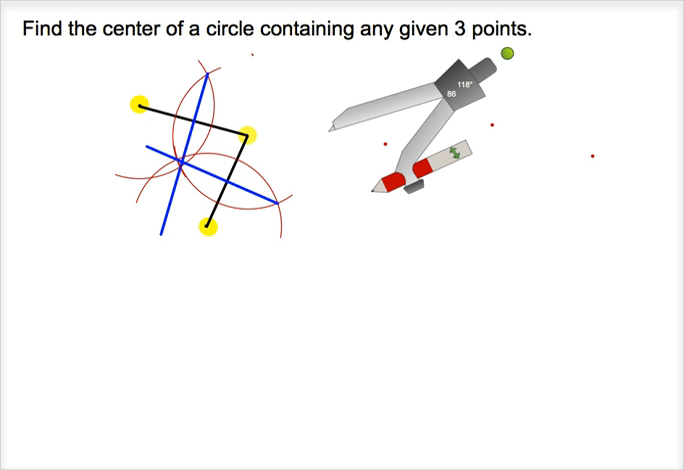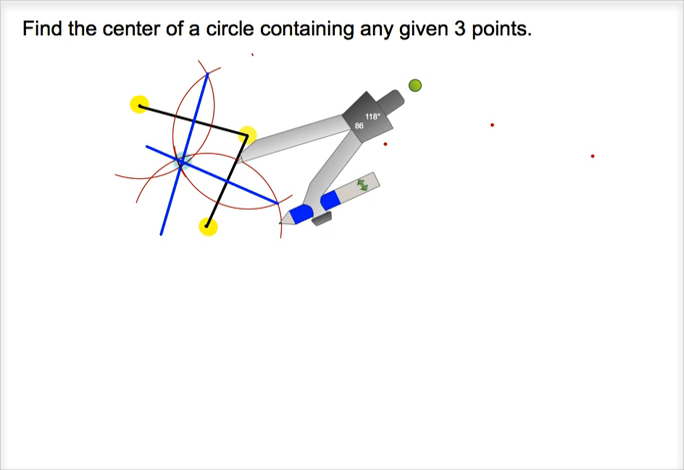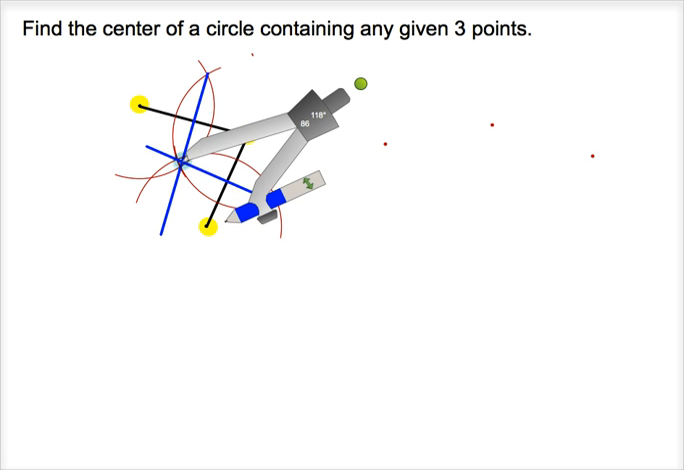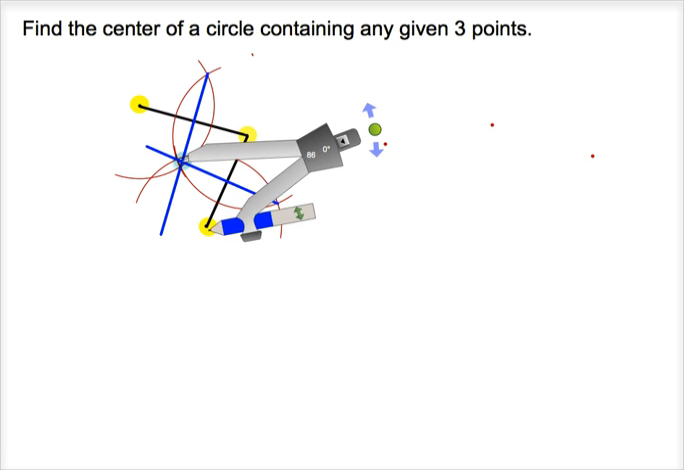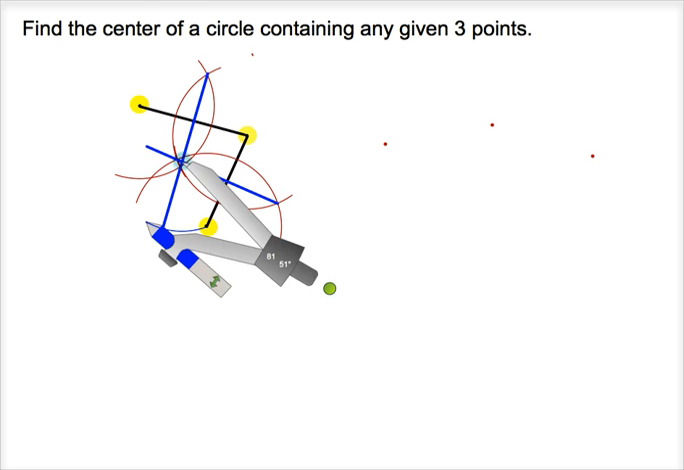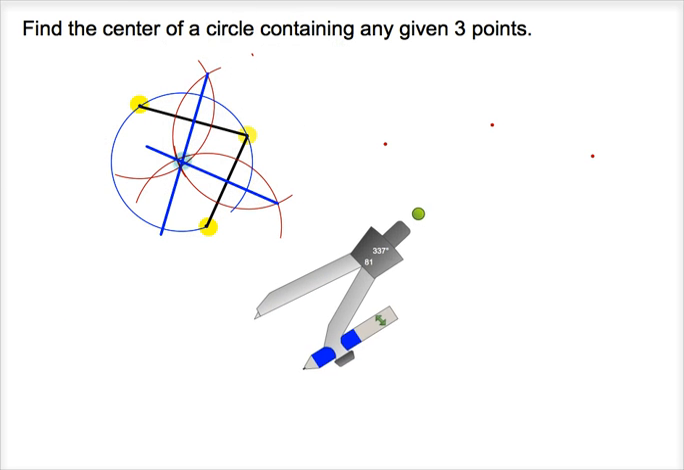And where these 2 intersect should be the center of the circle, and it's really easy to double check. Just take your compass, put it at that location, try opening your compass up to any of the points, and see if when you draw a circle it ends up going through all of them.